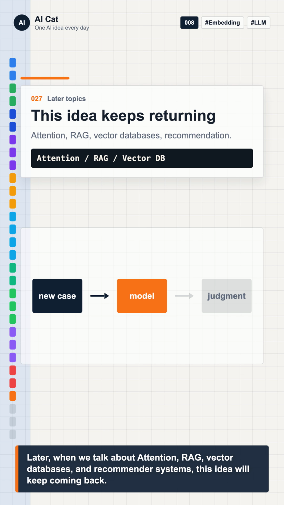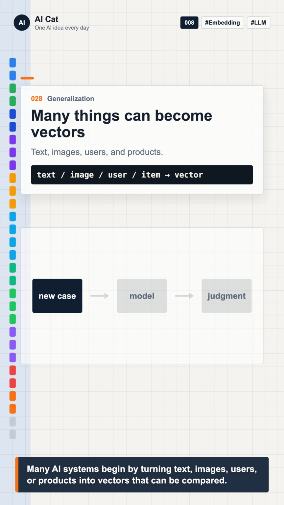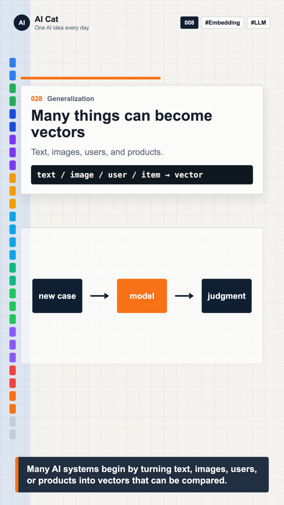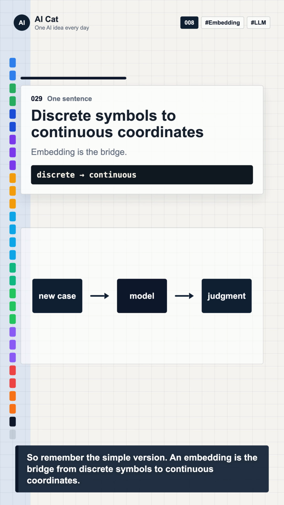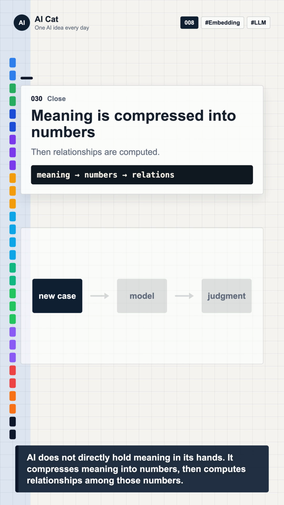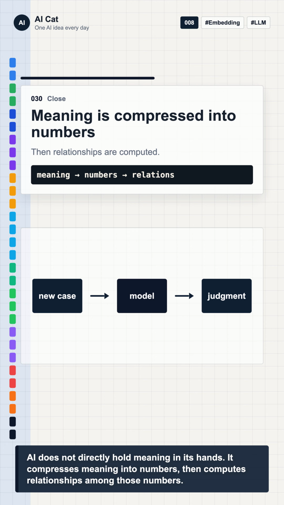Later, when we talk about attention, RAG vector databases, and recommender systems, this idea will keep coming back. Many AI systems begin by turning text, images, users, or products into vectors that can be compared. So remember the simple version. An embedding is the bridge from discrete symbols to continuous coordinates. AI does not directly hold meaning in its hands. It compresses meaning into numbers, then computes relationships among those numbers.